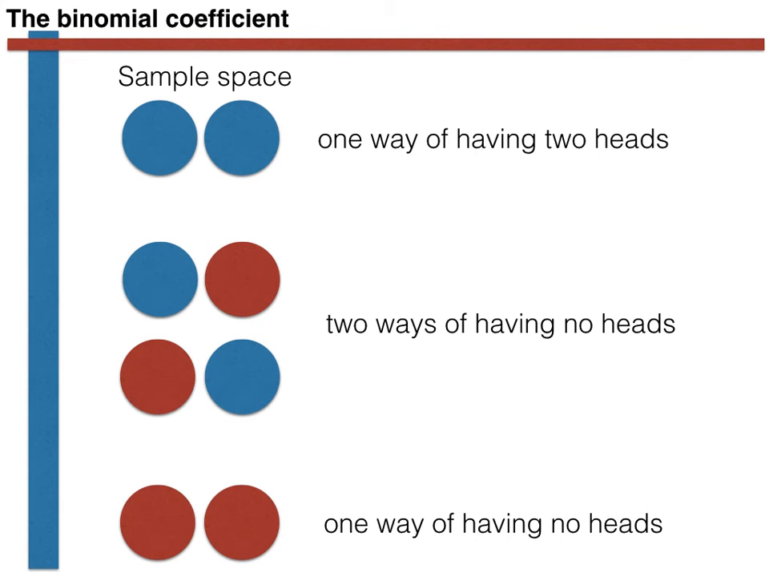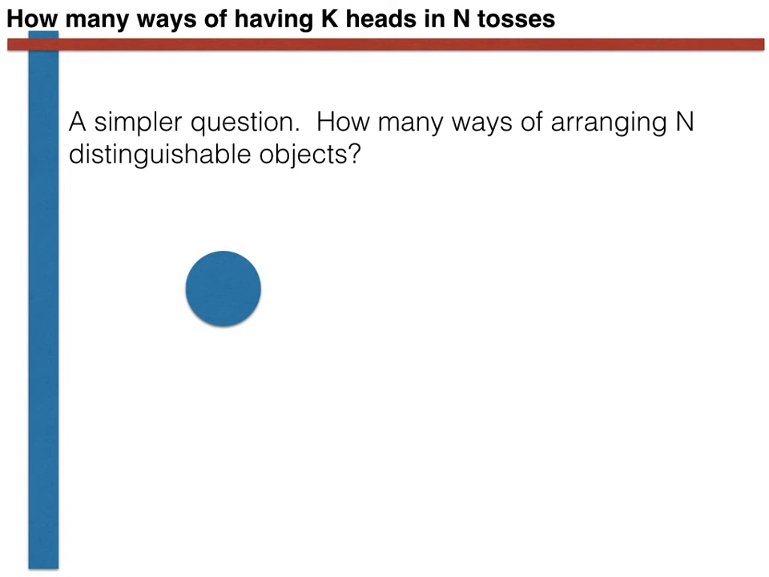Before considering this business, however, let's consider a simpler question. How many ways are there of arranging n distinguishable objects? In other words, how many different looking ways can we arrange n objects if we can tell apart all the individual objects?